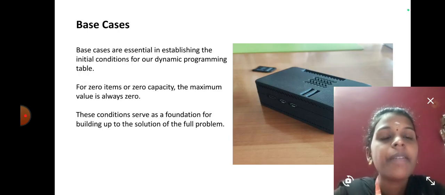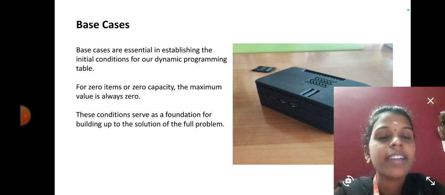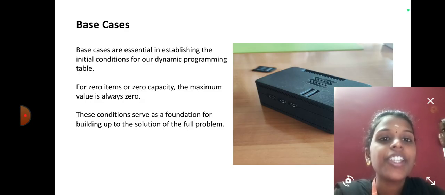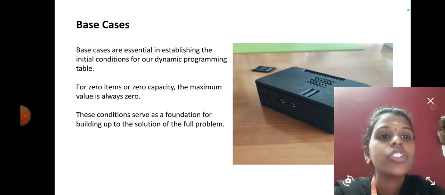Base cases. Base cases are essential in establishing the initial conditions for our dynamic programming table. For 0 items or 0 capacity, the maximum value is always 0. These conditions serve as a foundation for building up to the solution of the full problem.